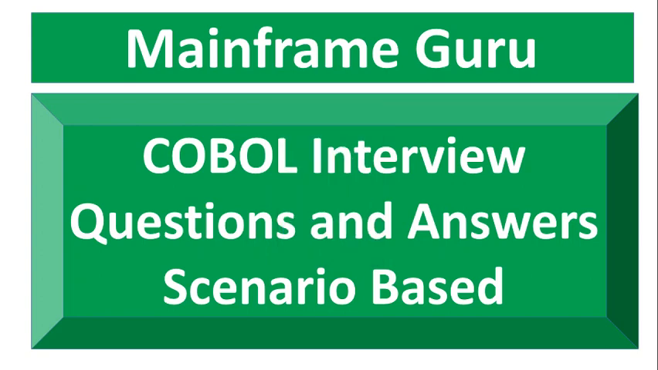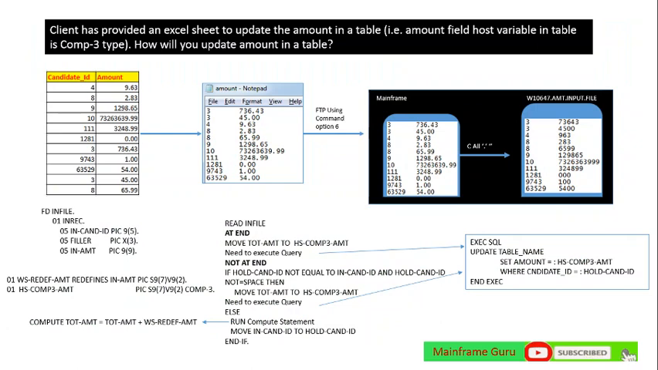Today we are going to discuss COBOL interview questions and answers, some of which are scenario based. First question: the client has provided an Excel sheet to update the amount in a table. The amount field host variable for the table is COMP-3 type. How will you update the amount in the table?